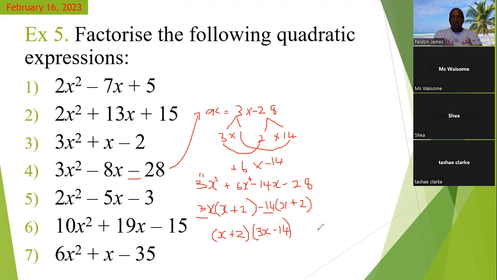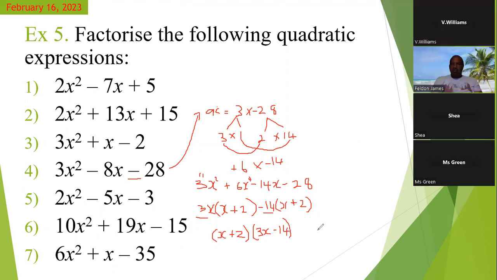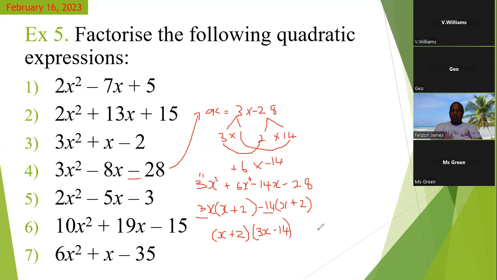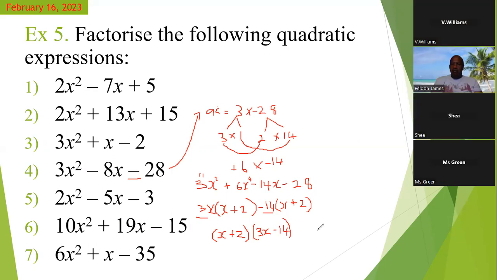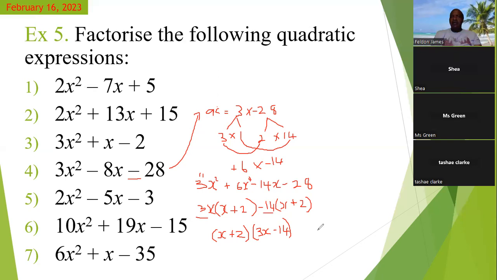Let me see the hands of those who actually understand what I did just now. Sir, we don't fully understand that part with the factors, the first part. All right, so the recombining of the factors. Yes, sir.